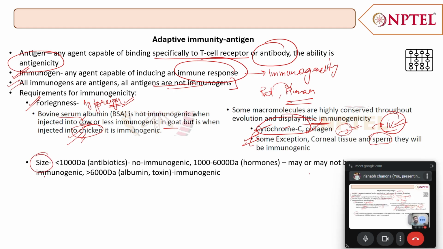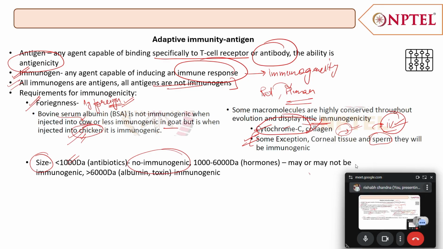So, for example, very small molecules like antibiotics are not immunogenic. Hormones of 1000 to 6000 Dalton may or may not be immunogenic. Proteins greater than 6000 Dalton, such as albumin or toxins, are immunogenic. So as we can consider here, proteins of less than 1000 daltons will not be immunogenic to the body, and greater than 6000 dalton will be immunogenic to the body.